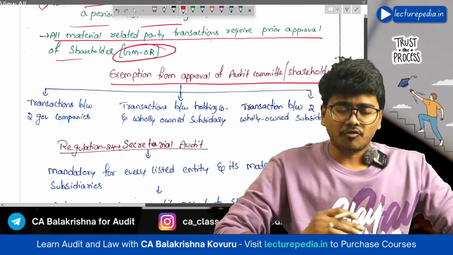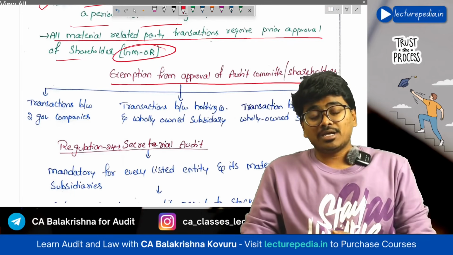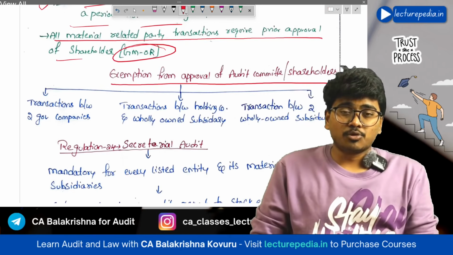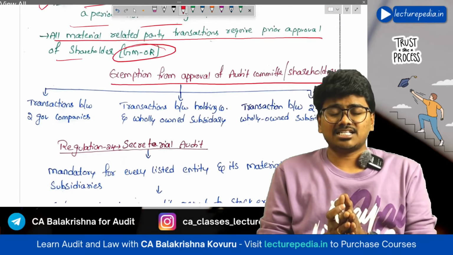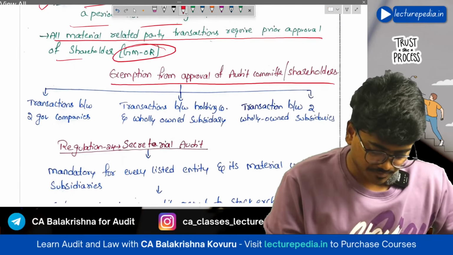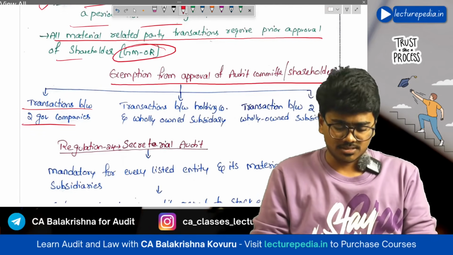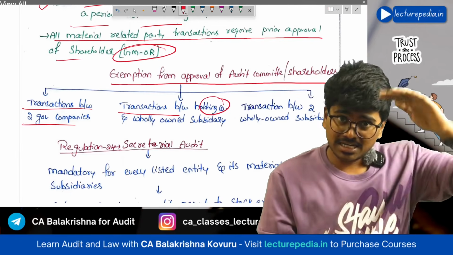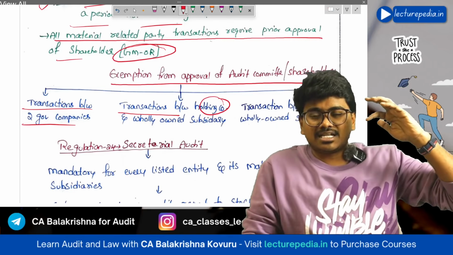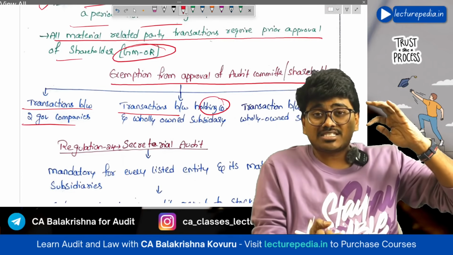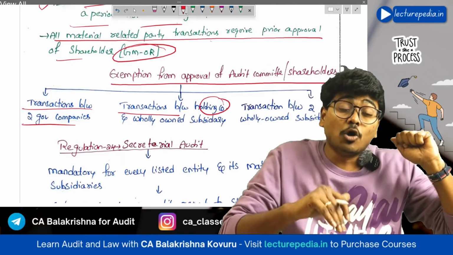Next, exemption from approval of audit committee or shareholders. There are certain related party transactions which have been exempted from getting approval of the audit committee or the shareholders. What are they? If the transaction takes place between two government companies, then you need not take approval of the audit committee or the shareholders. Next, transaction between a holding company and a wholly owned subsidiary company. Wholly owned subsidiary company means 100% of the subsidiary is held by the holding company only. Such type of subsidiary is known as a wholly owned subsidiary.